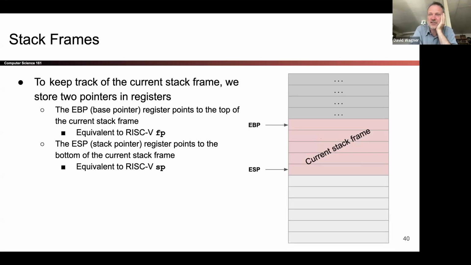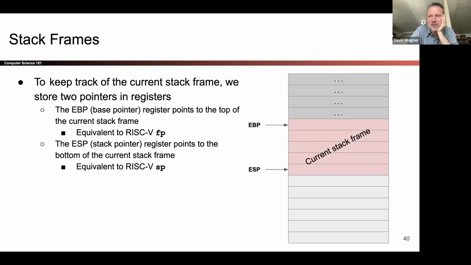And the EBP register points to the top of the current stack frame, the highest address. And the ESP register points to the bottom, the lowest address. So everything between those two, inclusive, is the current stack frame. So you can see here the pink region on this slide is the current stack frame. And the ESP and the EBP show the beginning and the end of that stack frame.